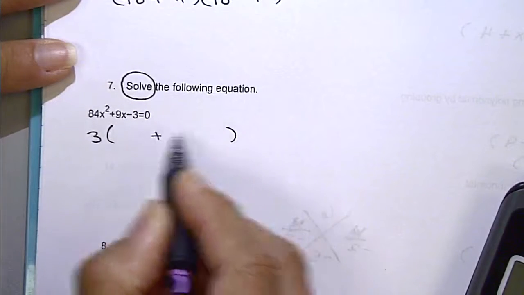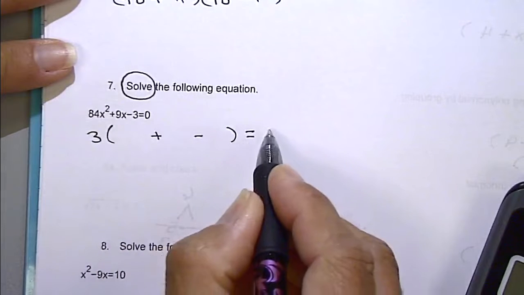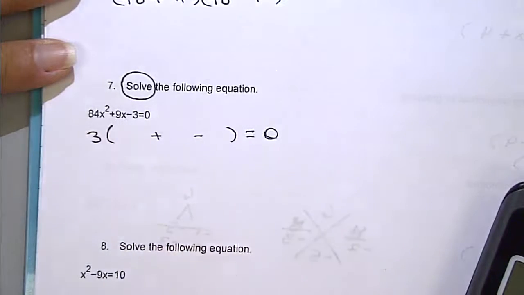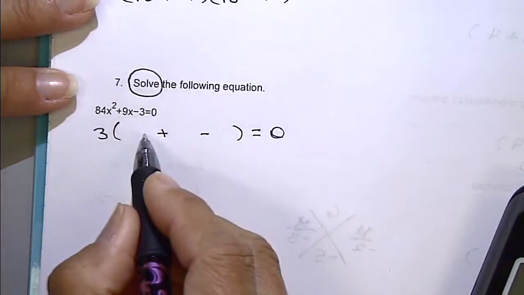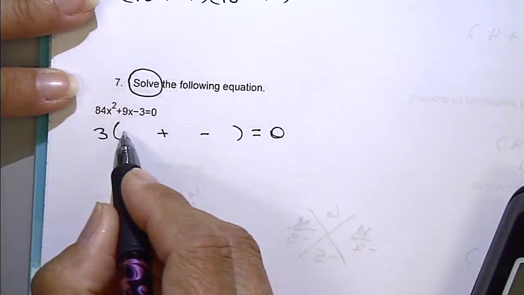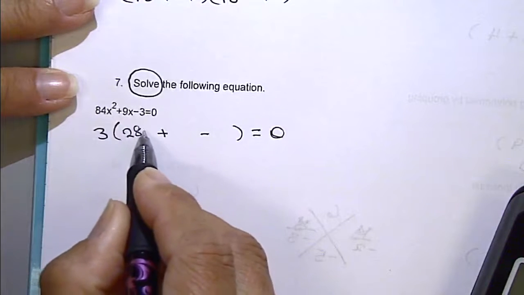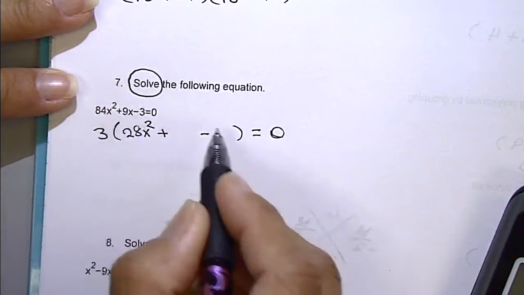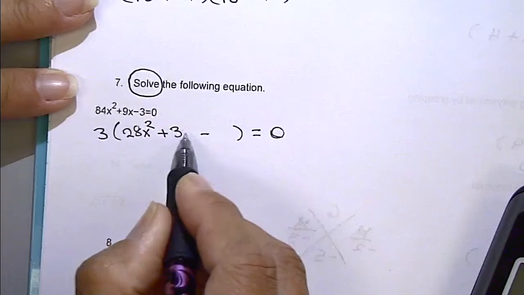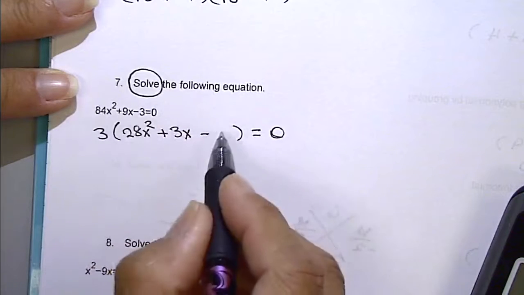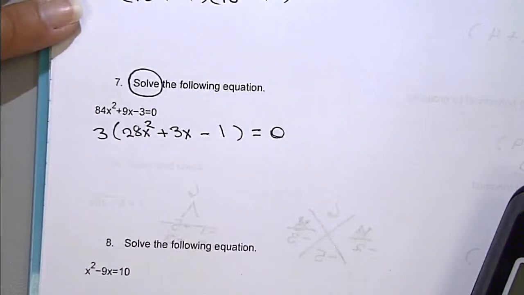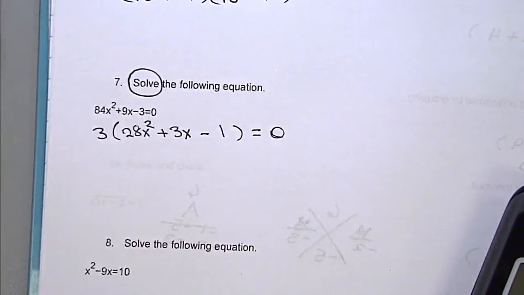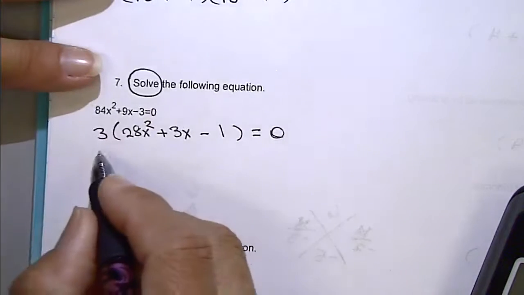I have same signs in this binomial. I'm not going to forget to write it down as equals 0, because that's going to help me remember to solve it. And then I'm going to say, okay, what was it, 28? 28x squared. Factor out the 3 of the middle term. What do you end up with? 3x. Factor out the 3 of the third term, negative 1. Everybody good with that one? Okay, so now we have to factor again.